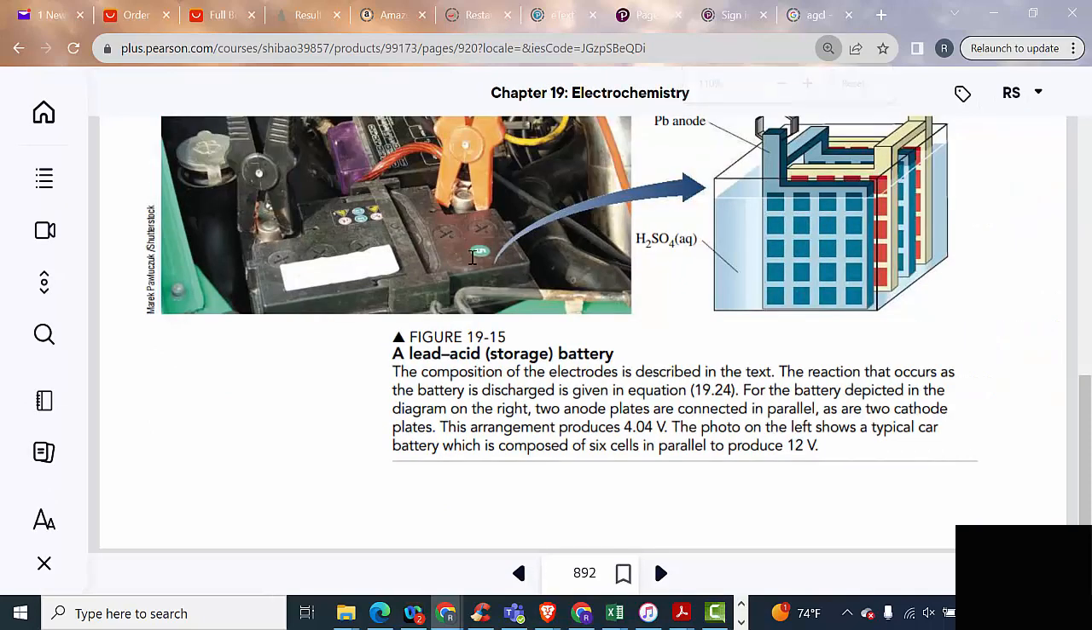They say here, the photo on the left shows a typical car battery which is composed of 6 cells in parallel. Is that right? If I connect 6 cells in parallel, do the cells add up? No. So this should have been 6 cells in series, not parallel. What's the other way of connecting the cells? Series. So this is wrong.